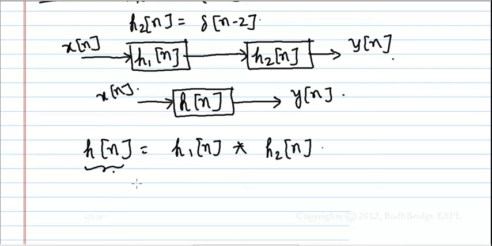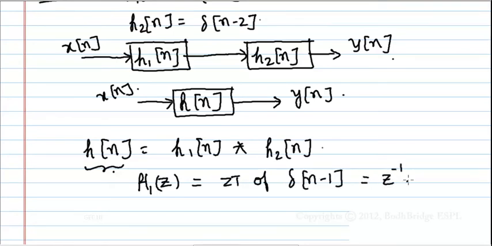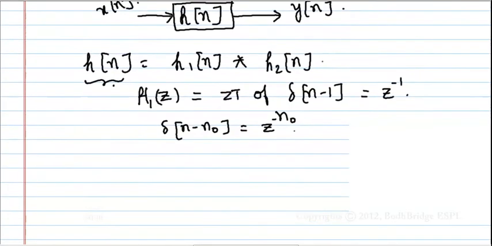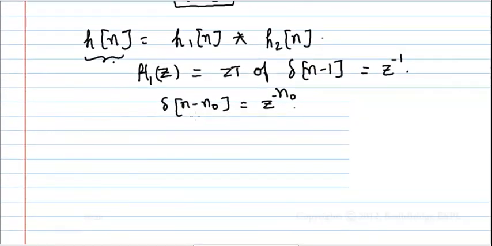Now, we can also do this problem in the frequency domain, by finding H1(z), which is the z transform of h1[n], that is the z transform of δ[n-1], which is z^-1. We know that the z transform of δ[n-n0] is z^-n0, because it is a shifted version of the impulse function δ[n]. The z transform of the impulse function is 1, and time shifting in the time domain results in z^-n0 in the transformed domain.